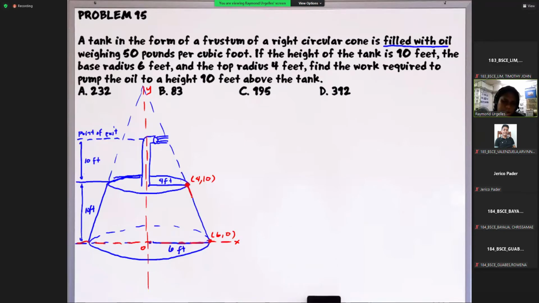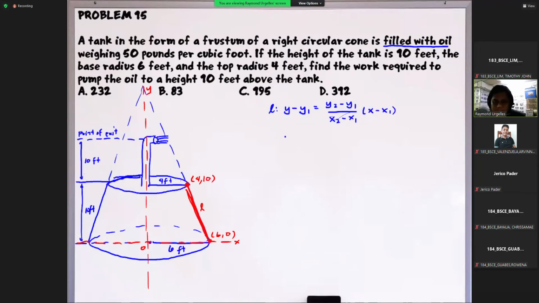So we can get the equation of this line, itong line dun sa side ng frustum natin. Tawagin natin to as line L. For line L, using the 2-point form, ang 2-point form natin pag-create ng line is y minus y1 is equal to y2 minus y1 over x2 minus x1, multiplied by x minus x1.